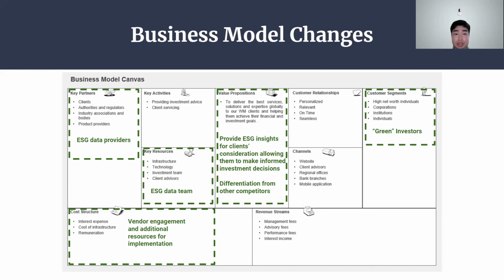For customer segment, we could see a totally new segment: investors who are only interested in ESG investment. And cost wise, we foresee there will be additional costs to obtain the ESG data and build out the infrastructure to support the delivery of this matrix to our clients.